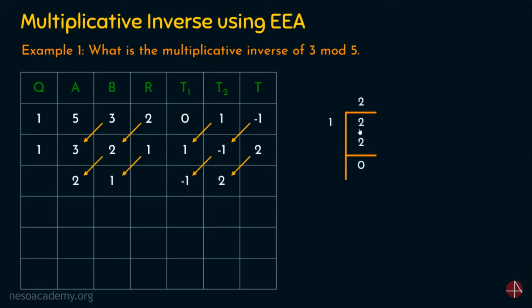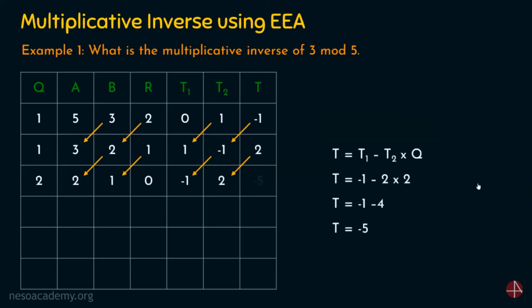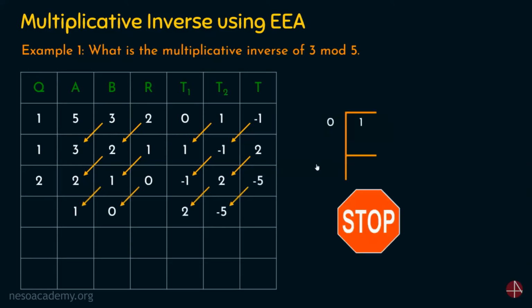Now for the next value, again this 2 you will shift here and this 1 you will shift here. You will keep doing it until you get 0. 2 divided by 1: the quotient will be 2 and the remainder will be 0. Anyhow, you are going to find the values for T1 and T2. So T1 minus T2 into Q. T1 is minus 1, T2 is 2, Q is 2. So 2 into 2 is 4, minus 4, minus 1. So the T value is minus 5.